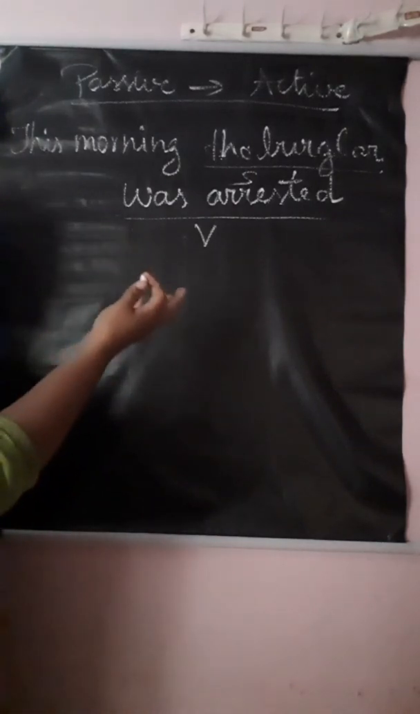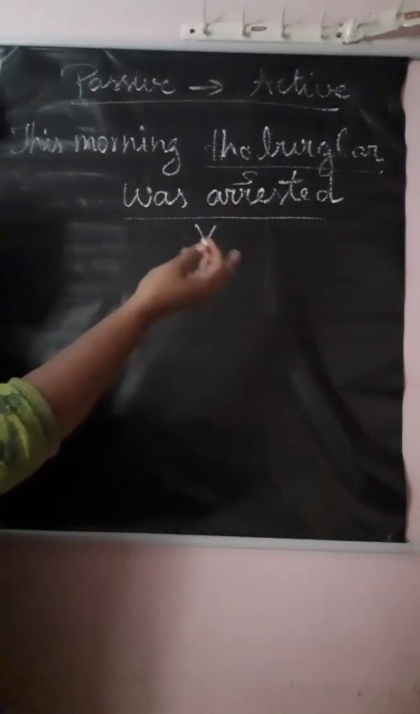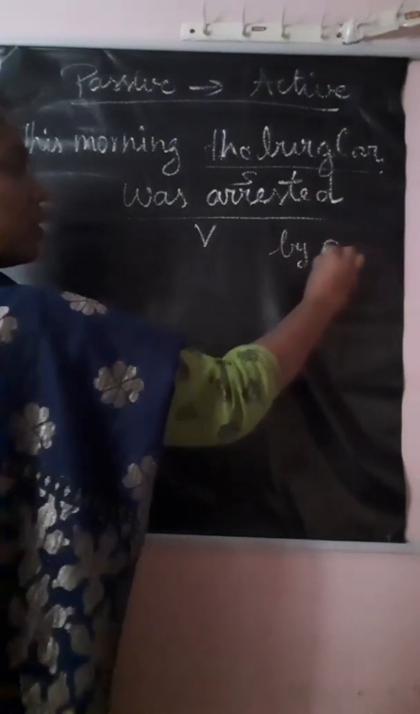Next example. "This morning the burglar was arrested." Find out the SVO. Will you say "this morning" is the subject? It is an indication of time. The indication of time cannot be the subject. "The burglar" is the subject in this sentence. What is the verb here? Was arrested. Where is the object? This kind of passive sentence can also be without an agent, without "by" and an object. We can have such passive sentences.